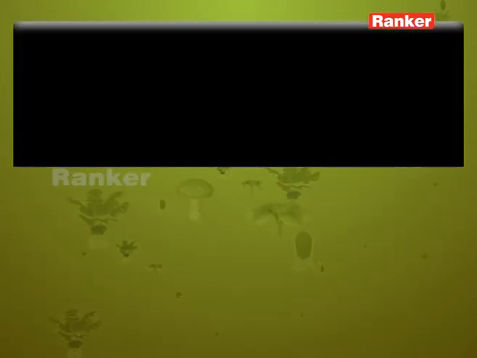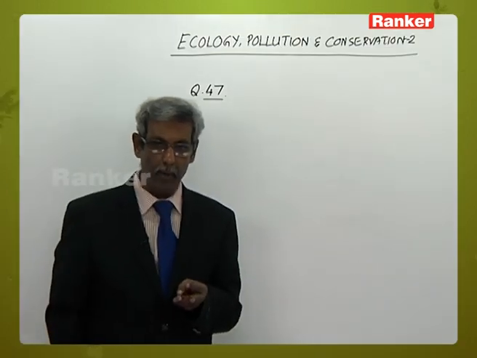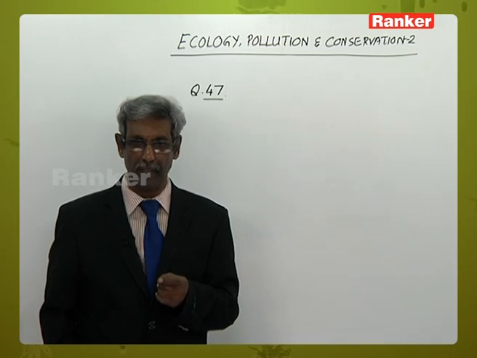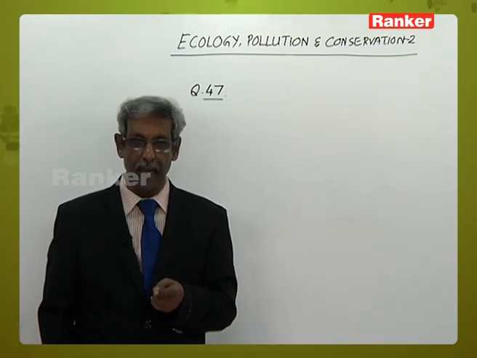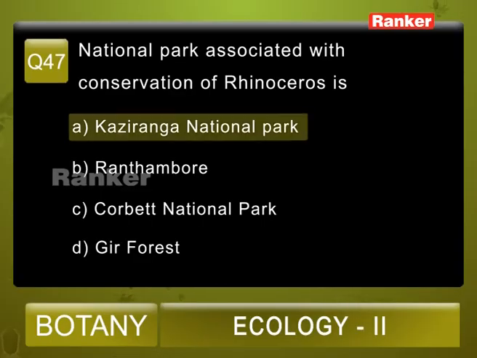Question number 47. The national park associated with conservation of rhinoceros is A. Kaziranga National Park, B. Ranthambore, C. Corbett National Park, and D. Gir Forests. Ranthambore, Corbett and Gir are all national parks associated with the conservation of the tiger. Whereas Kaziranga National Park is associated with rhinoceros. Hence, the answer is A.